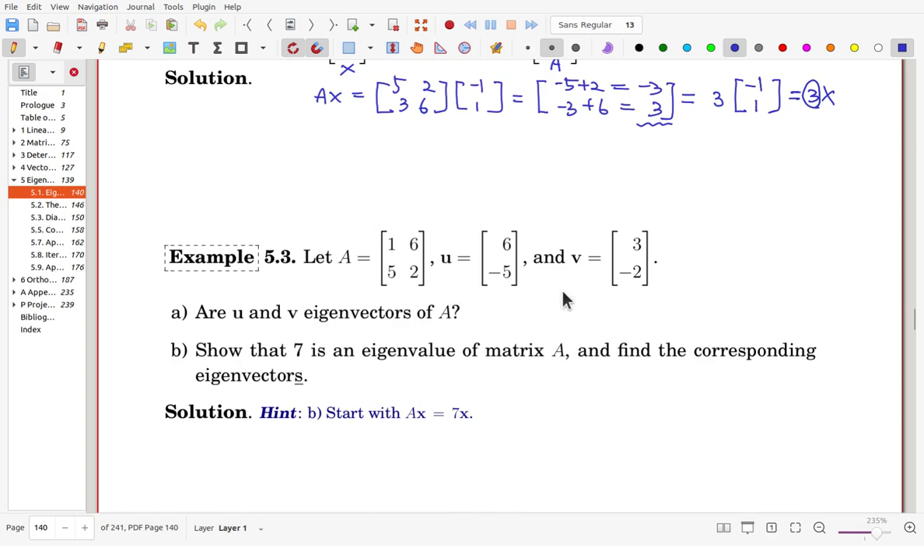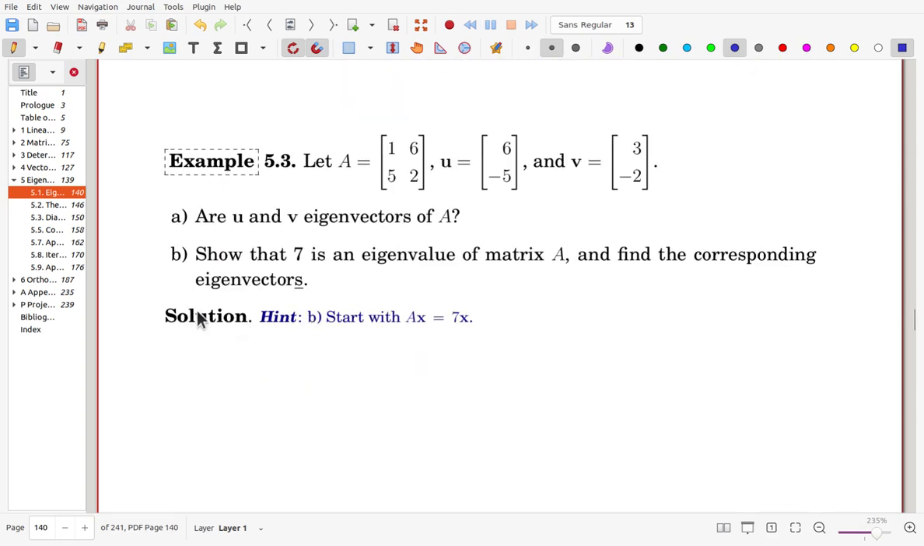A, u, v are given. Are u and v eigenvectors of A? Okay. The manner must be the same. So we'll check only for v. Okay, part a. So we start with Av. Exactly the same as the last problem. A is 1, 6, 5, 2. And v is 3 and minus 2.